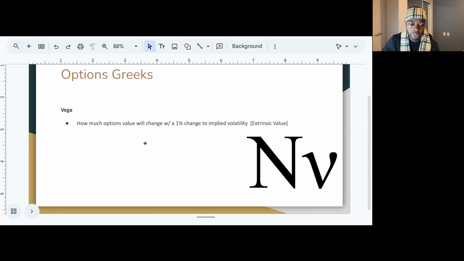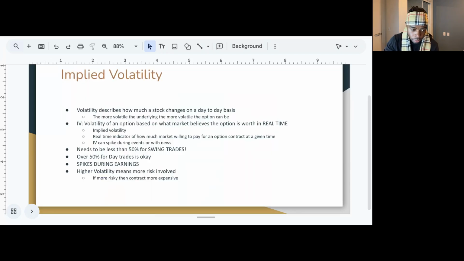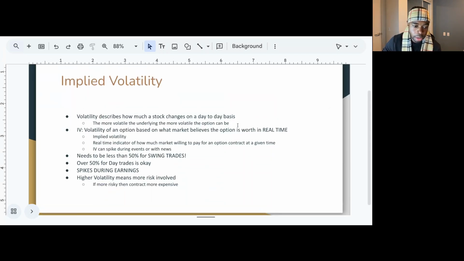All right, and then when it comes to Vega, Vega is not really important, but it's how much the option's value will change with a 1% change in implied volatility. Like I said, not really important. But yeah, those are the main Greeks: the delta, theta, gamma, and Vega. And then implied volatility is another factor that goes into calculating options. Okay.